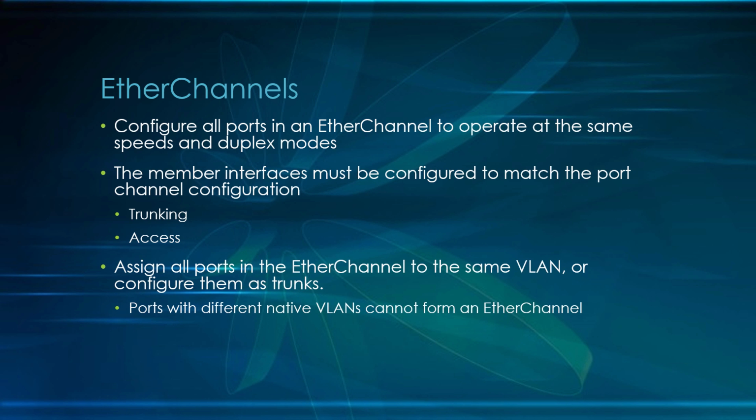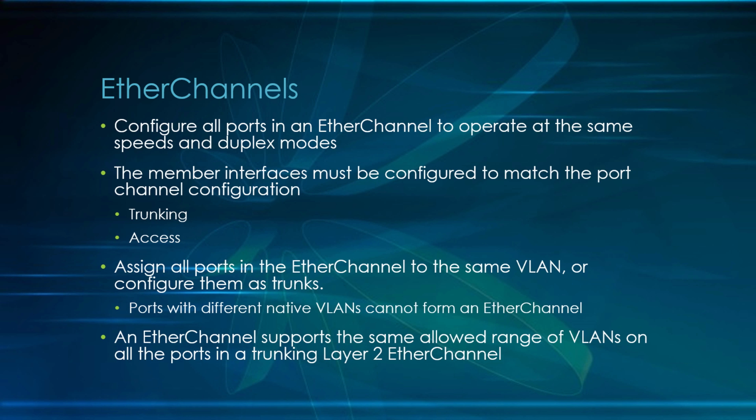The next one is we need to make sure that all ports in the EtherChannel are assigned to the same VLAN or configured as trunks. Ports with different native VLANs cannot form an EtherChannel, because what ends up happening is you have a bunch of individual consistency checks that go back and forth. Is the speed and duplex correct? Is the member interface configured as a trunk link, but the port channel is considered to be dynamic? So there are several individual checks that need to be completed in order for the port channel to correctly configure itself and come up and run.